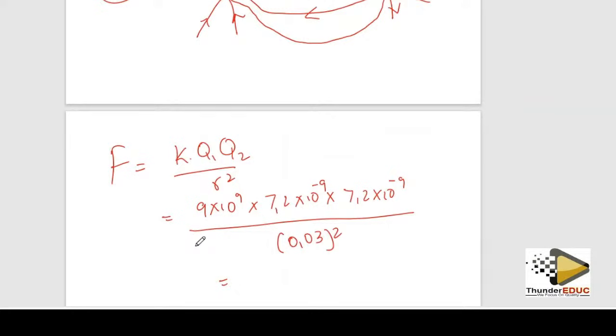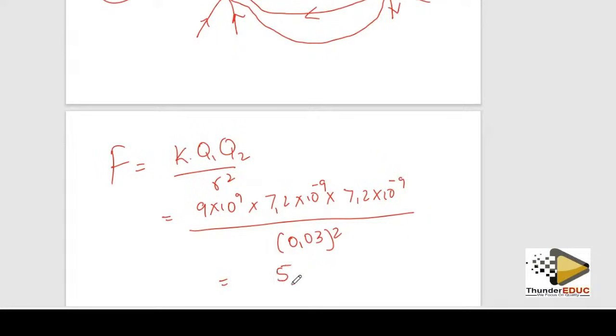Okay. So when I punch this into my machine, 7,2 times 10 to the negative 9 times 10 to the negative 9 over 0,03 squared.